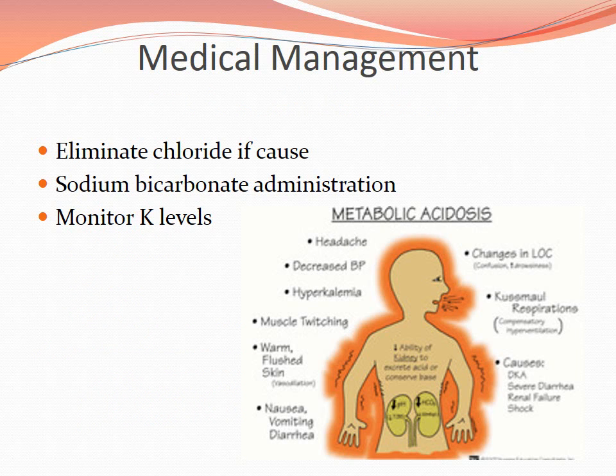So what do we do for metabolic acidosis? The biggest thing is, first we have to see what the cause is. If it's because we have too much chloride in our TPN, we're going to adjust our TPN. If it's a patient that is in shock and in metabolic acidosis, we're going to give sodium bicarb. Okay, and then we're going to monitor potassium, because we know that with sodium bicarb, we're going to have alterations in potassium levels.